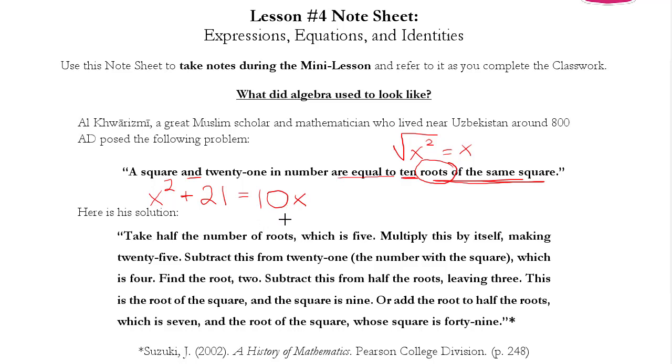And we'll learn over summer how to solve these equations, or you may know them already. It's a quadratic equation. We can use some product properties and factor them, and then use a zero product property to find the roots, find the solutions that make this equation true. But just take a minute to read over what the solutions used to look like, right? Take half the number of roots, multiply it by itself, subtract this from 21, right? This is the method that was used to solve quadratic equations around 800 AD.